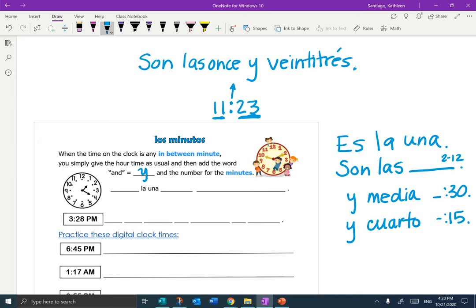All right, let's look at the example here. Okay, so here we've got, it's 1 o'clock. So we've got to start, is it es or son? This one is es la una. And then what do we add to say and? Because now we're at, so this one I'm going to do 1:20. Es la una y, and how do I say 20? 20. Es la una y 20.